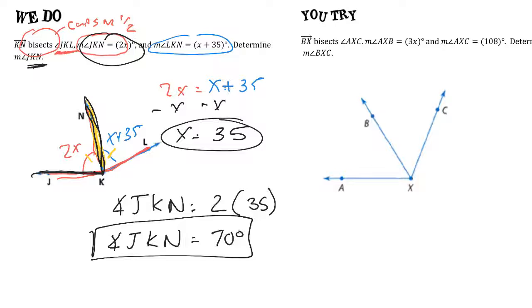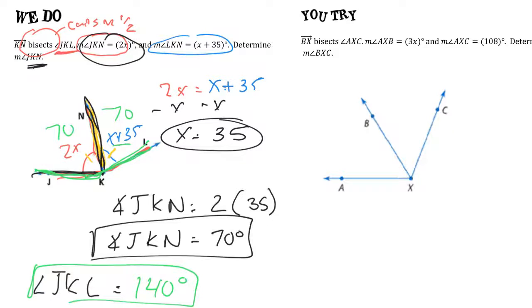Now, if they ask me what was angle JKL, you don't have to do this, but JKL would be, do it in green, the whole angle. Well, this one's 70. When I plug in 35, this one's 70. So JKL, the whole thing, is 70 plus 70, which is 140. So they might ask for the whole thing. This one, they just asked for half. So just so you know, you could do both. So pause the video, try the you try, then hit play to see the answer.